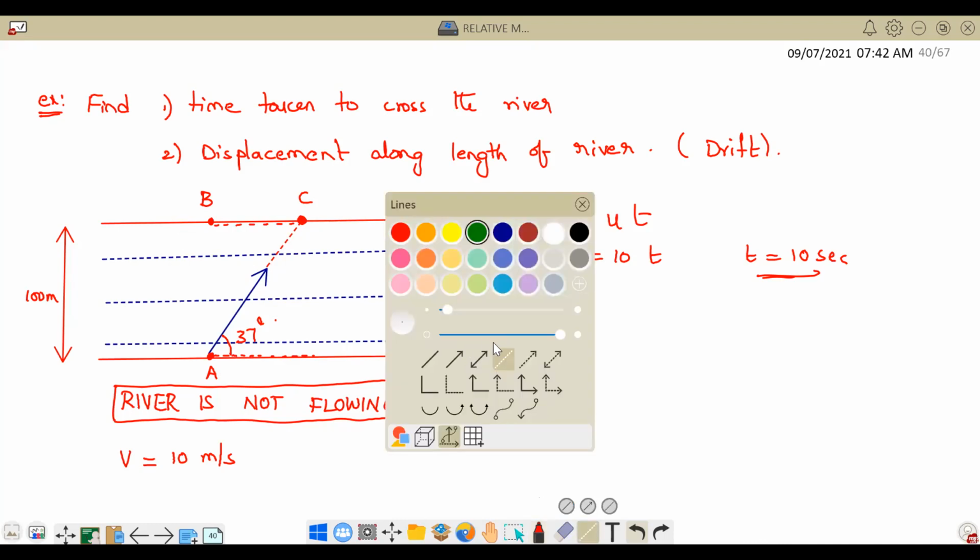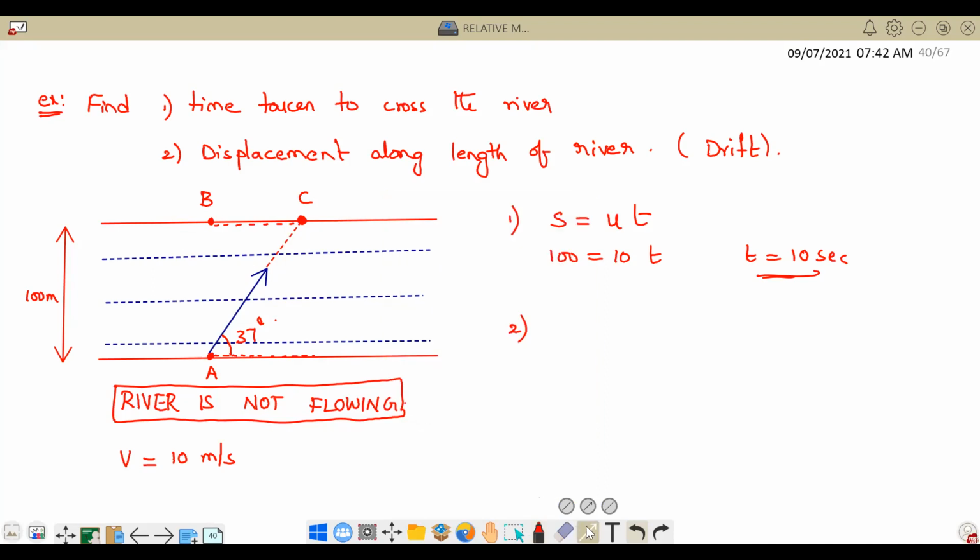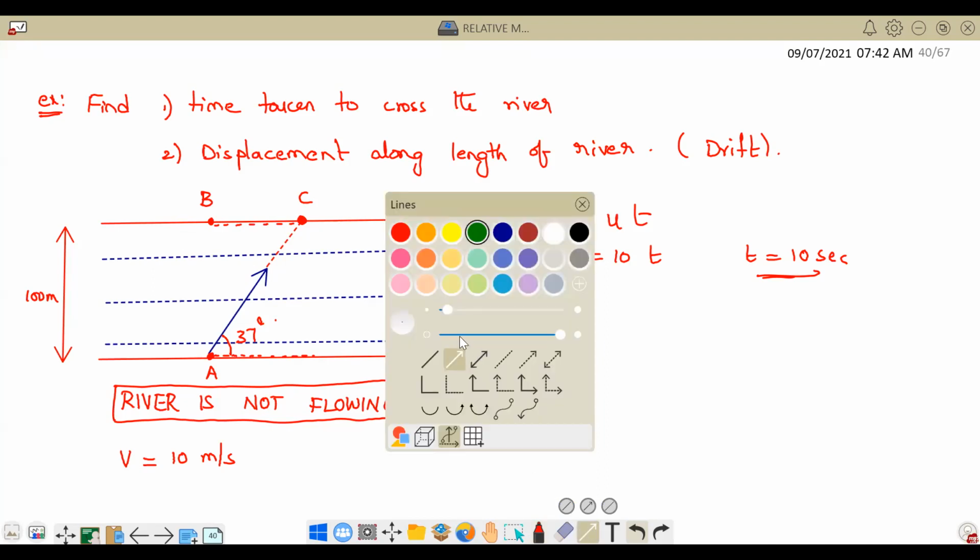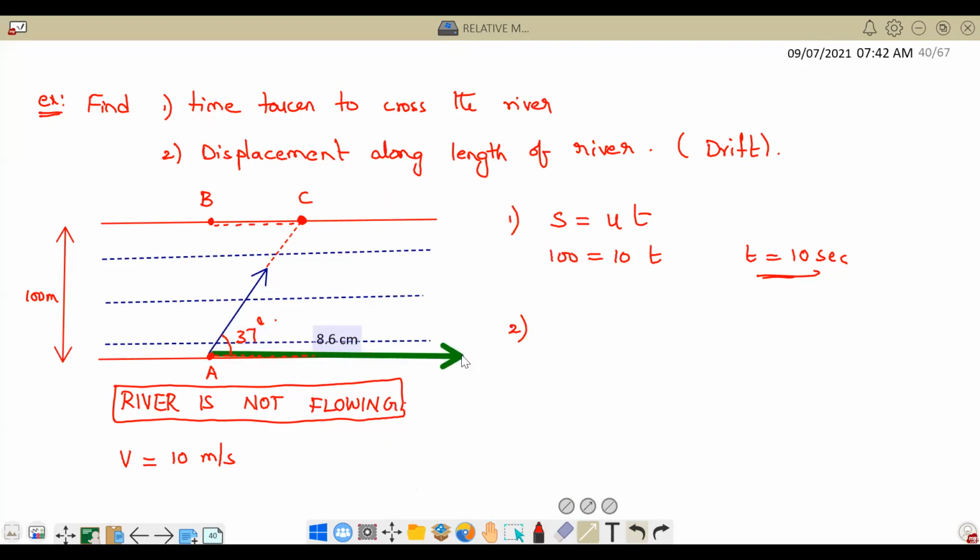Now, whenever a two-dimensional problem is given, what will we do? We'll resolve in two directions, that's all. Take components. Take this as the x-axis and this as the y-axis. Take the starting point as the origin always.